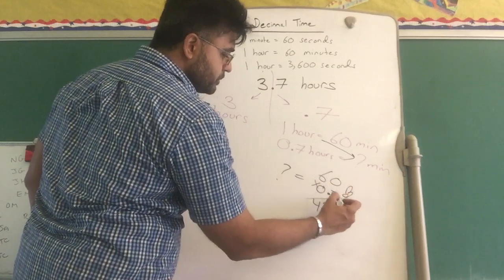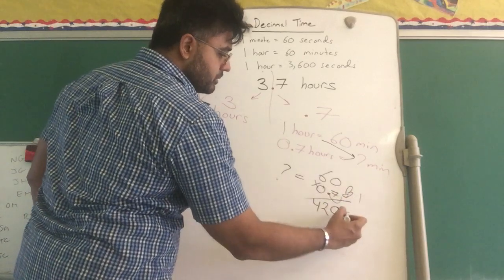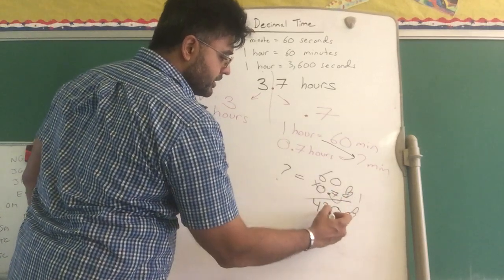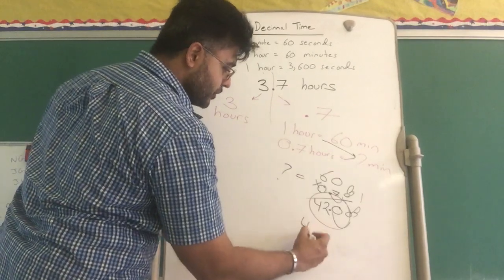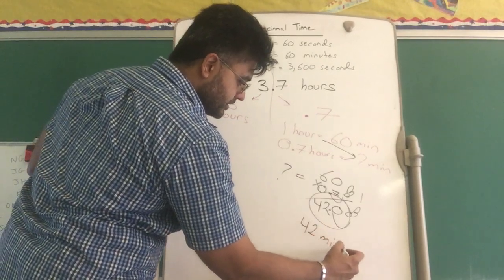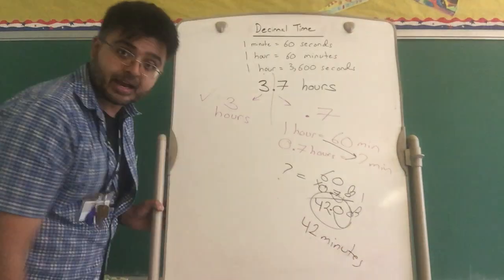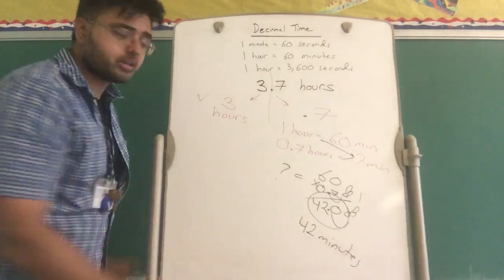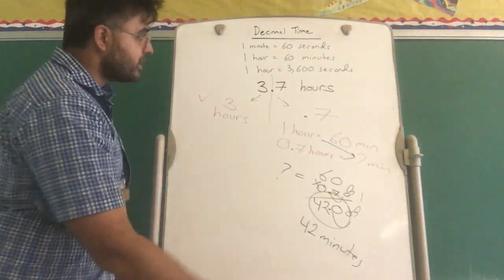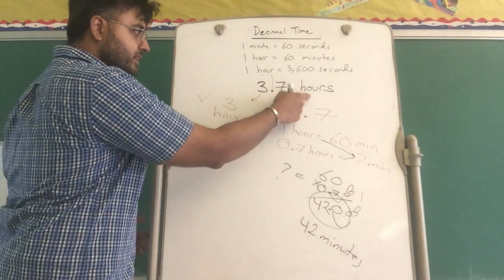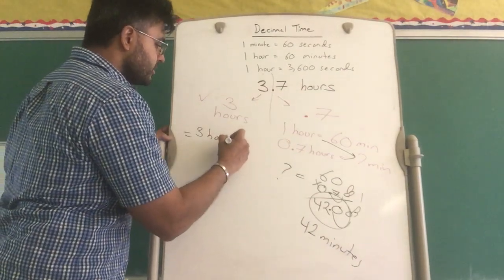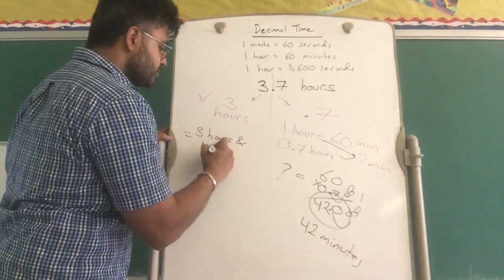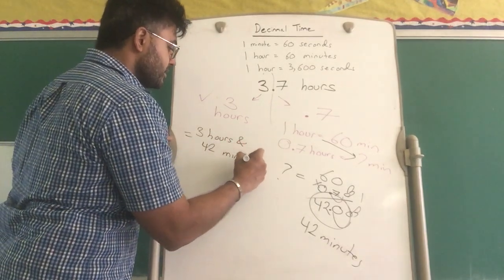Ask Mrs. Bunny to help you out. Jump, 1. So, 0.7 hours is how many minutes? 42 minutes. And now, take this answer and join them up together. Final answer: 3.7 hours is equal to 3 hours and 42 minutes.